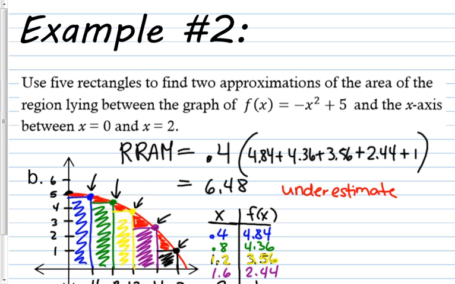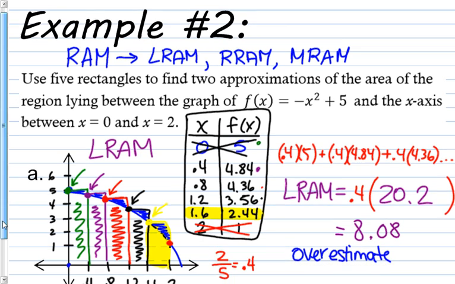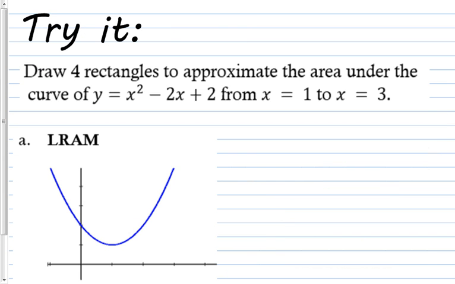Now if you go back to the LRAM graph, if you look, all of this is extra because this graph is concave down and decreasing. And so therefore LRAM is an overestimate. The way the graph is going, and which method you use, does determine if it's an overestimate or an underestimate. So that's something to keep in mind. All right. Go ahead and try it. I'm going to do this in class.